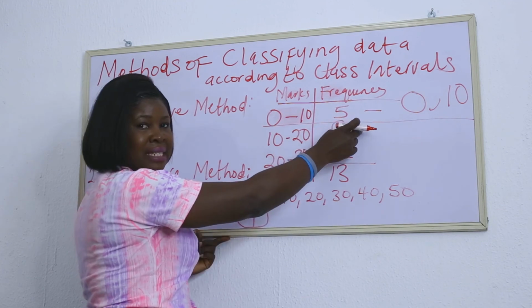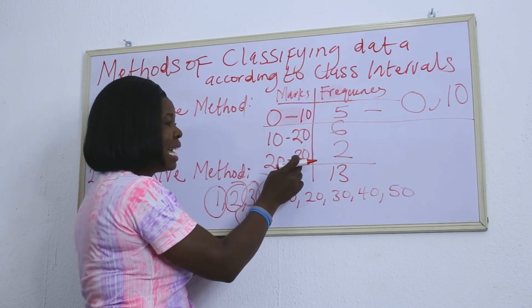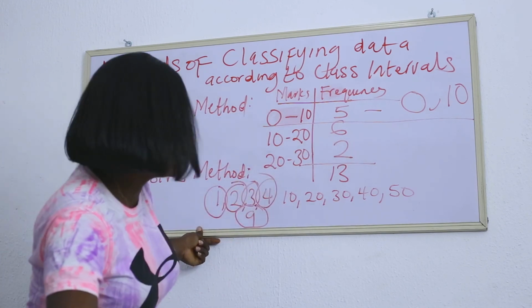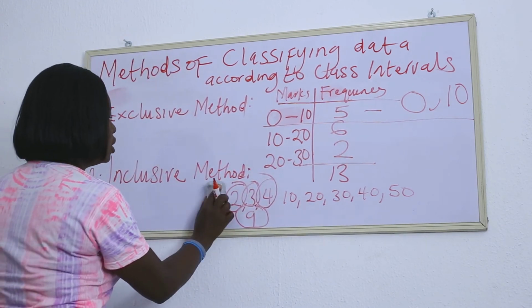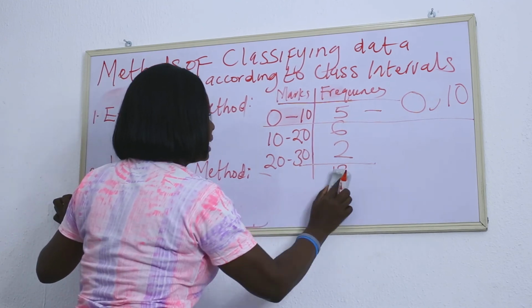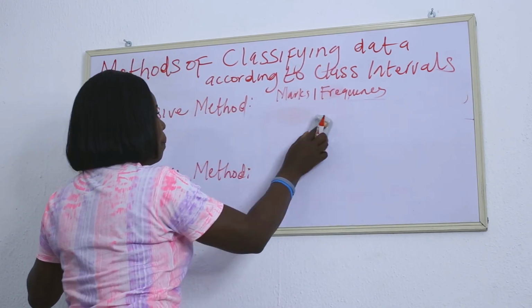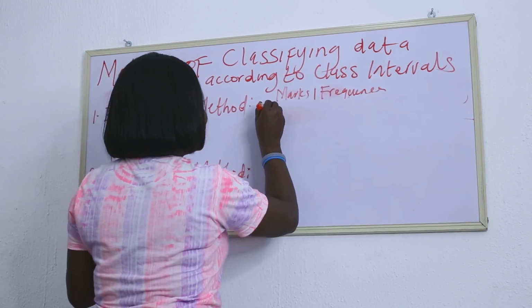20 is not counted in this class. It will be counted in the next class. 30 will not be counted in this class, but it will be counted in the next class. Then exclusive. What is inclusive? It means that the upper class limit of that class is included in that class itself.